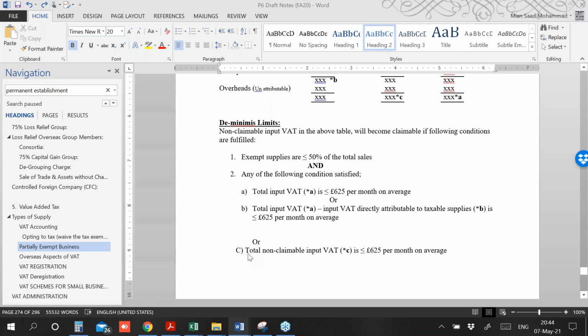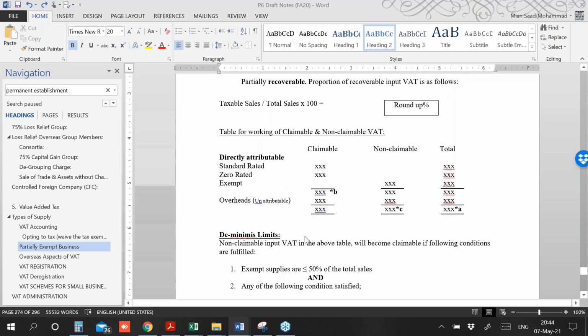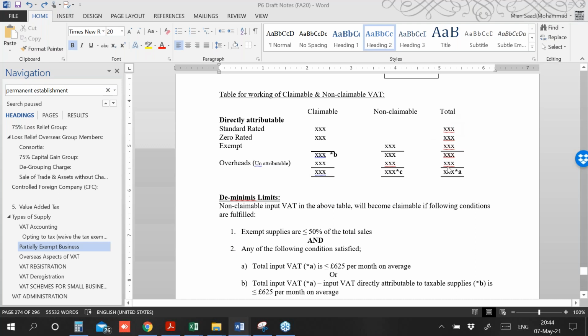For the third test, you have to make this table, but for the first two tests, you do not have to make this table. So for the first two, the total input VAT will be given to you in the question, and the total VAT that is directly attributable to taxable supplies will be given to you in the question as well.